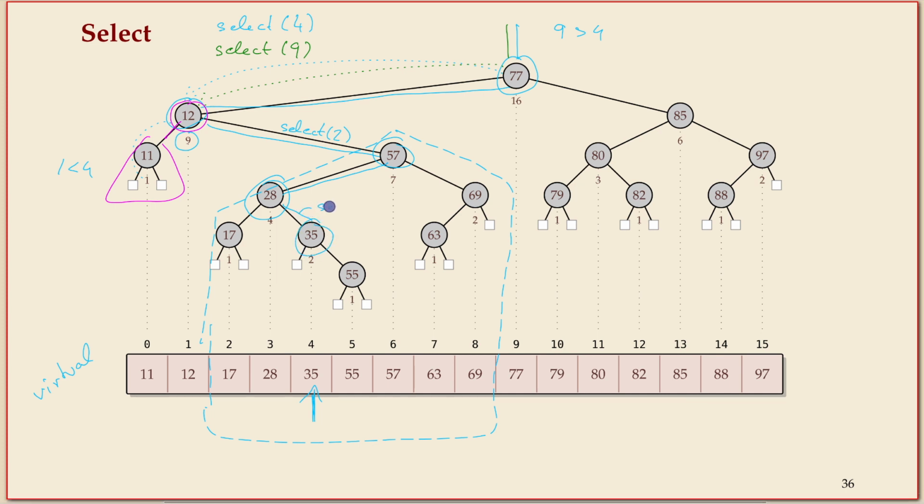But we have to select 0 now, because again, we omit these 2. The entire subtree and this node are removed from the consideration. And now we're down to this small part. And now if you say select 0, here there's nothing on the left subtree, so the root has rank 0 in this subtree. So we return 35, and that's what we wanted.